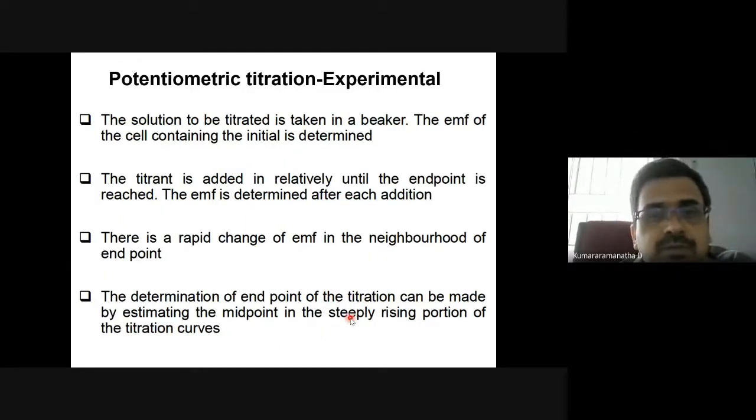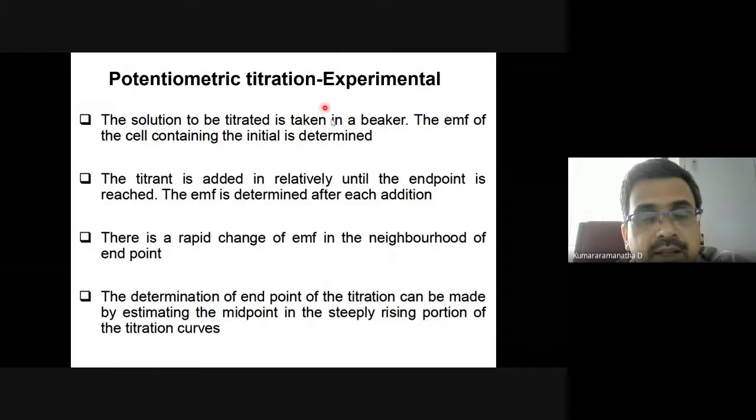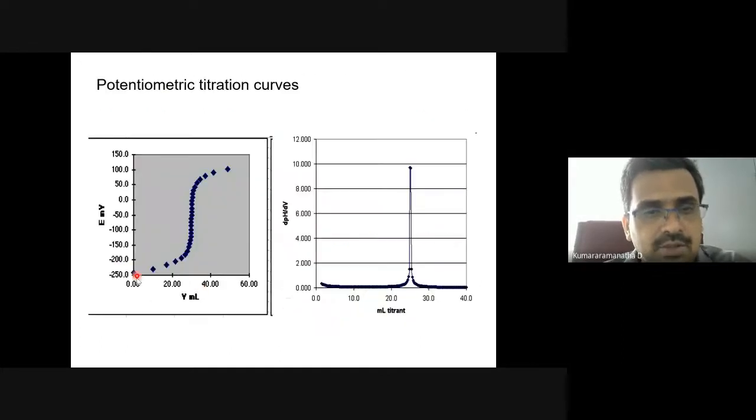Now, again, I don't want to go into the details, since it is already in your manual and you must have noted it from your experimental section. First, whichever solution you are going to titrate, take it in a beaker and find out the EMF. Then you add the titrant until you see a sudden change in EMF. At that point you should be careful. This is the first part of your experiment.